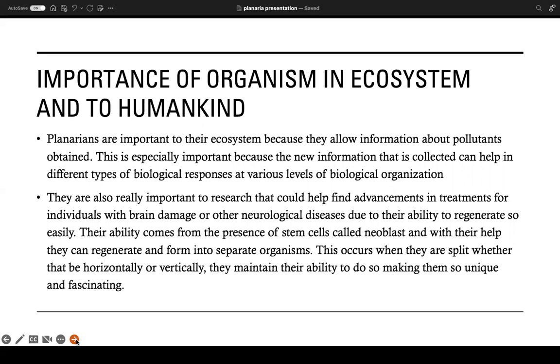Their ability comes from their presence of stem cells called neoblasts, which they then use to regenerate and form into separate organisms. This occurs when they are split, whether that be horizontally or vertically. They maintain their ability to do so, making them unique and fascinating to the scientific community.